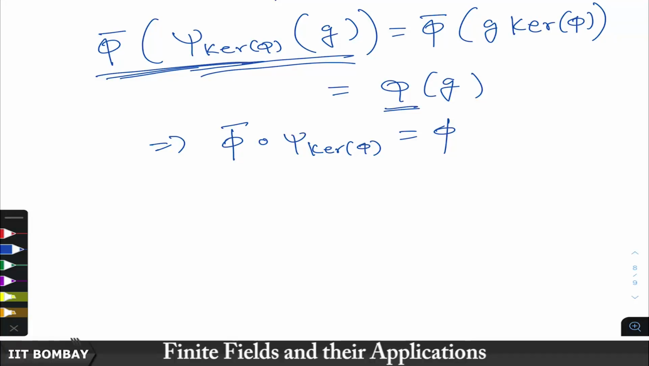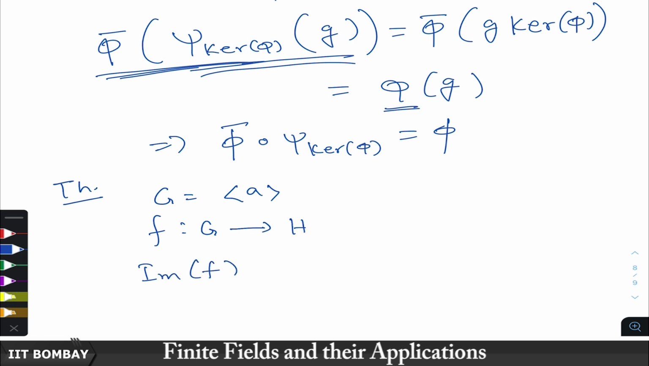Now, another small simple result is that if G is a cyclic group and you have a group homomorphism f from G to H, then the image of f is also cyclic. Image is a subgroup of H for any group homomorphism.